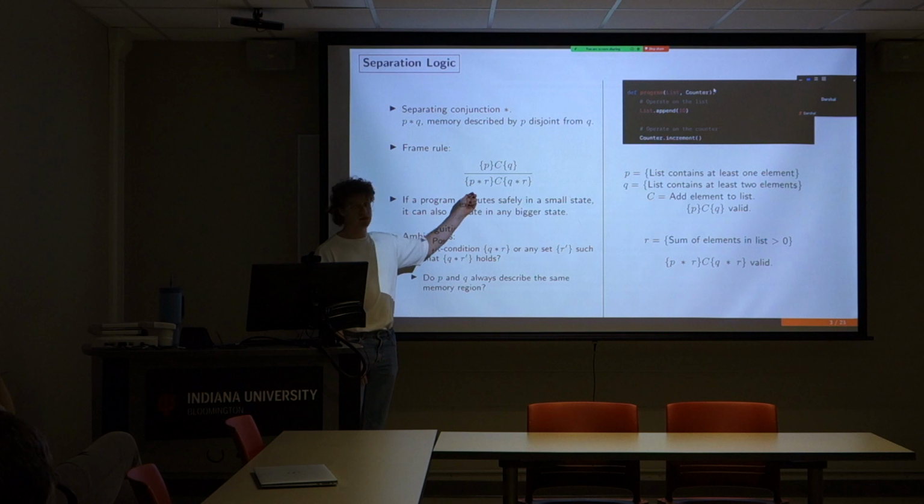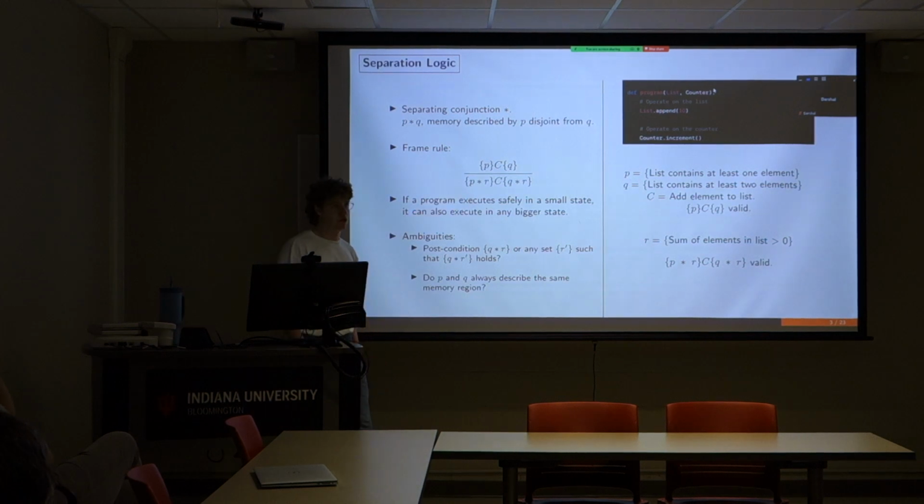And the thing is that because C doesn't touch any of the memory that's described by assertions R, the state of this memory will be the same, and the below Hoare triple is also valid. Or if a program executes safely in small states, we can always extend it so that it operates safely in a larger state, as long as the program doesn't touch any variables in these larger states.